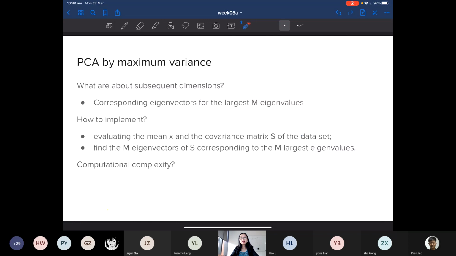The next slide says, as we already said, if we want to find subsequent dimensions, a total of m dimensions, it's easy to see that by induction we can just execute the reasoning on the last slide by picking the eigenvectors from the largest m eigenvalues.